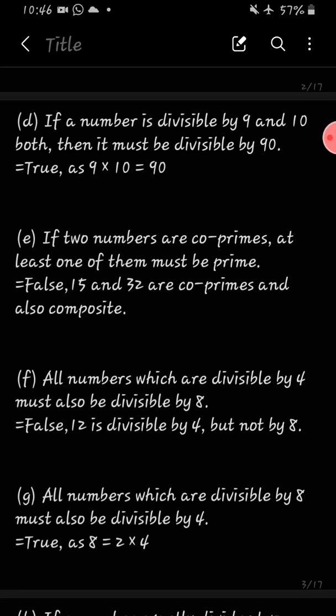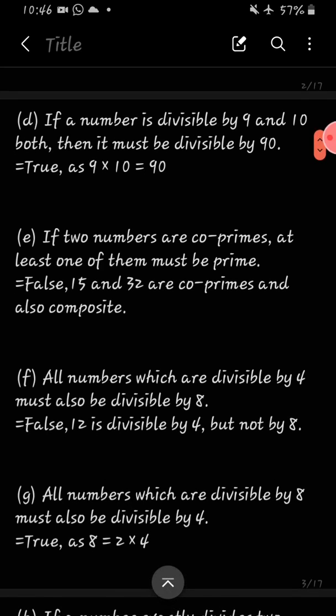G: All numbers which are divisible by 8 must also be divisible by 4. Yes, it is correct, because 4 is a factor of 8. 8 is equal to 2 into 4. So all numbers which are divisible by 8 must also be divisible by 4. It is correct.